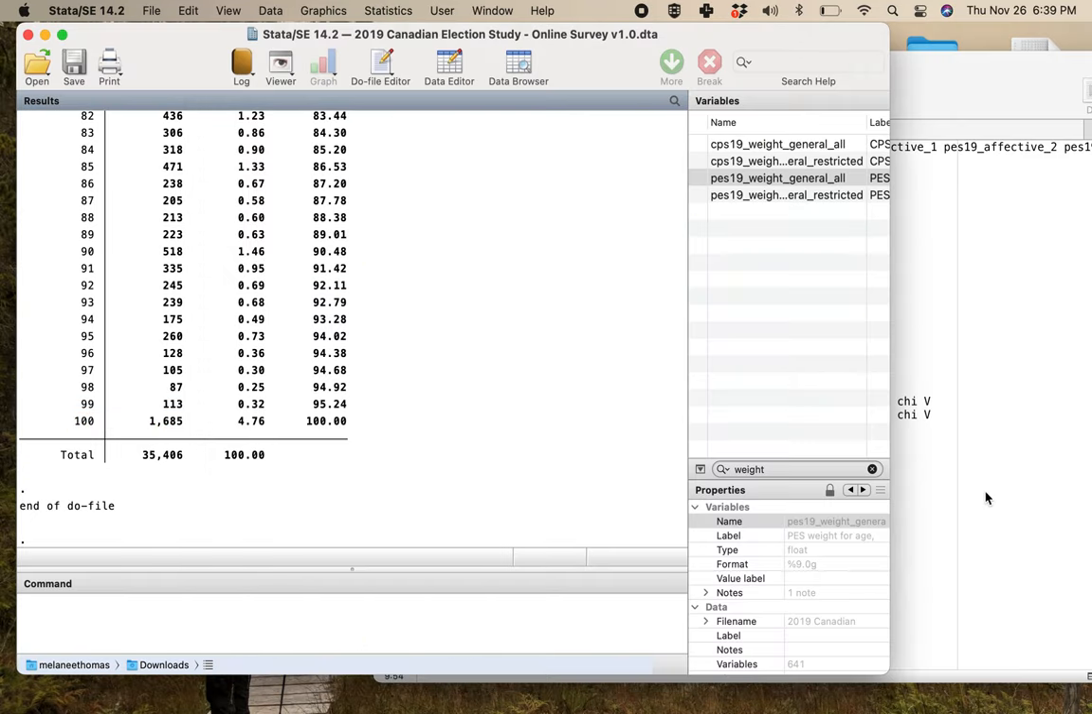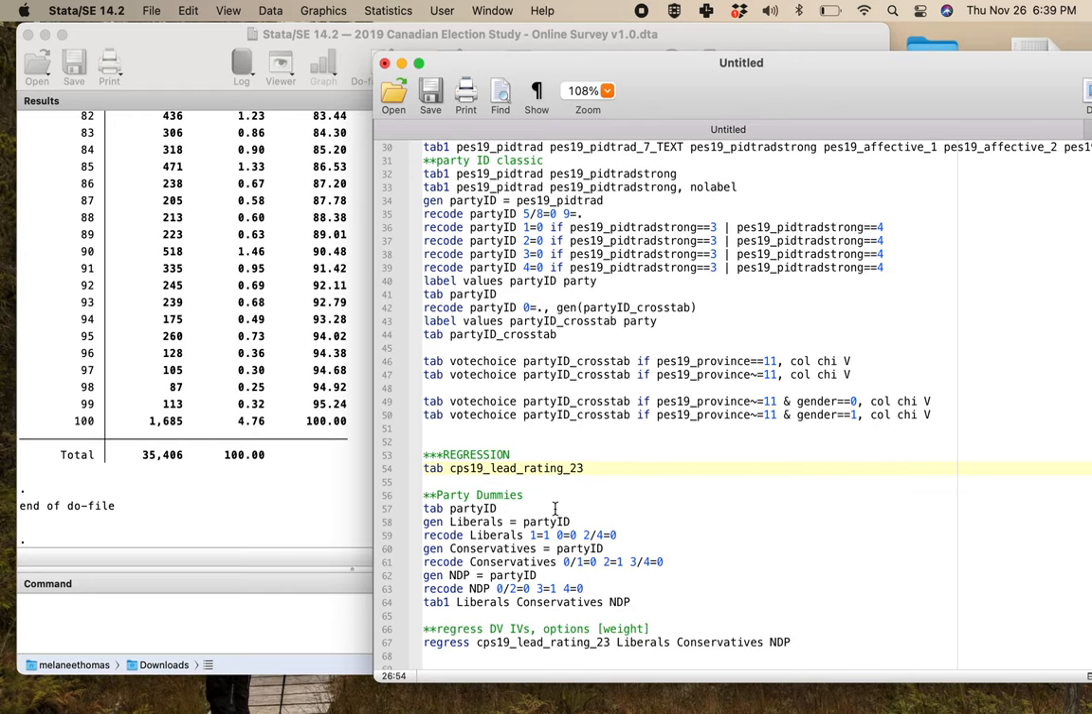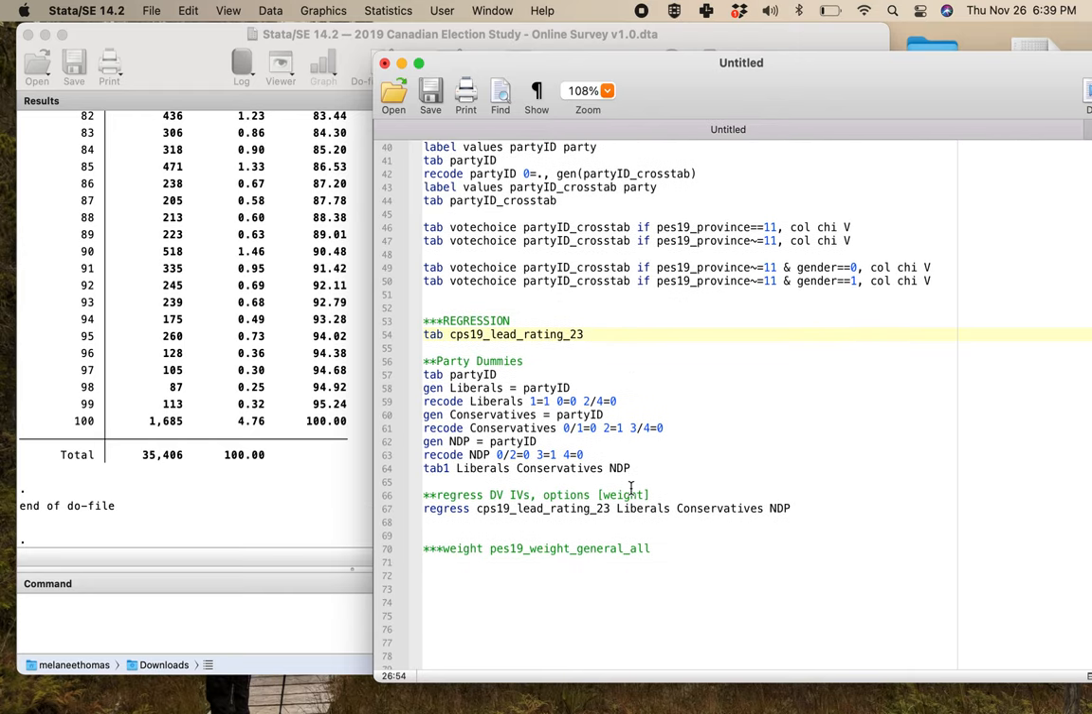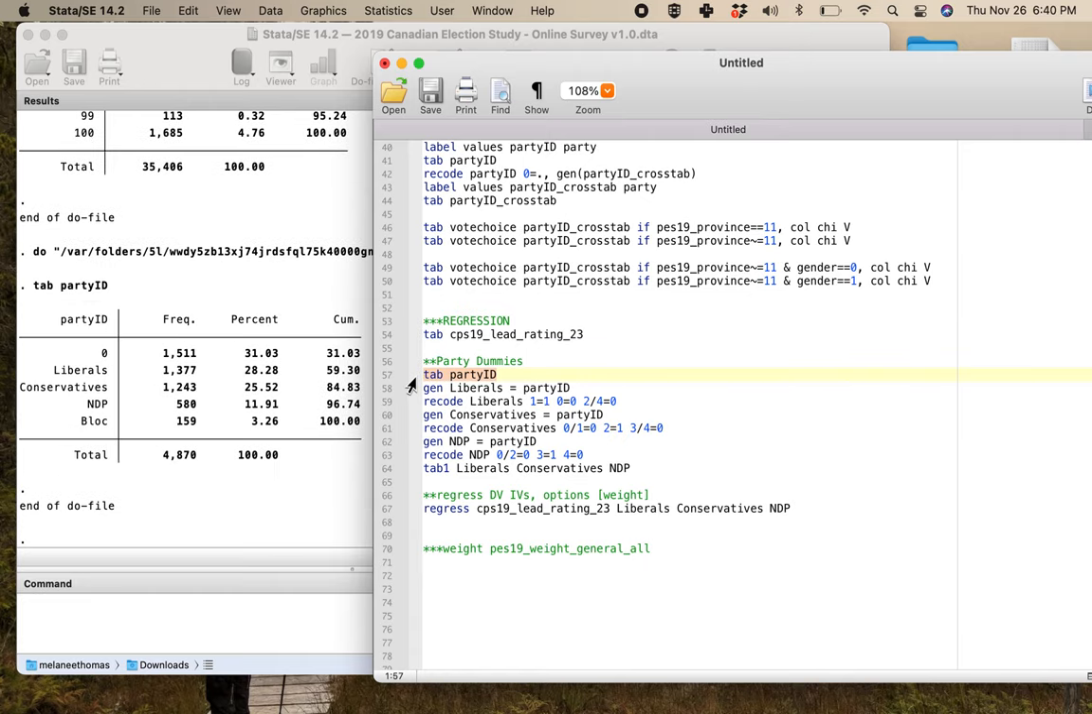Okay, so what I want to do is put into a regression what partisanship does to how people rate their party leader. And in order for me to be able to do that, what I have to do is take this party ID variable and make it into dummy variables.